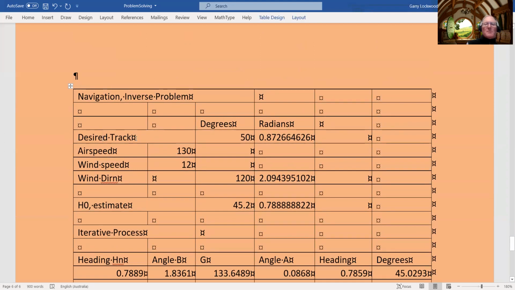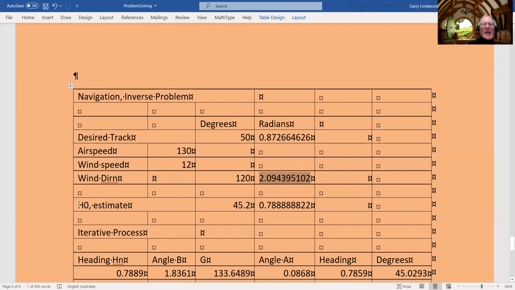So what I've got is my desired track. That's the course that I want to be flying, 50 degrees. I've converted that to radians. My airspeed is 130 knots. My wind speed is 12. My wind direction is 120, and I've converted that to radians as well. So to convert from degrees to radians, you just multiply by pi and divide by 180.